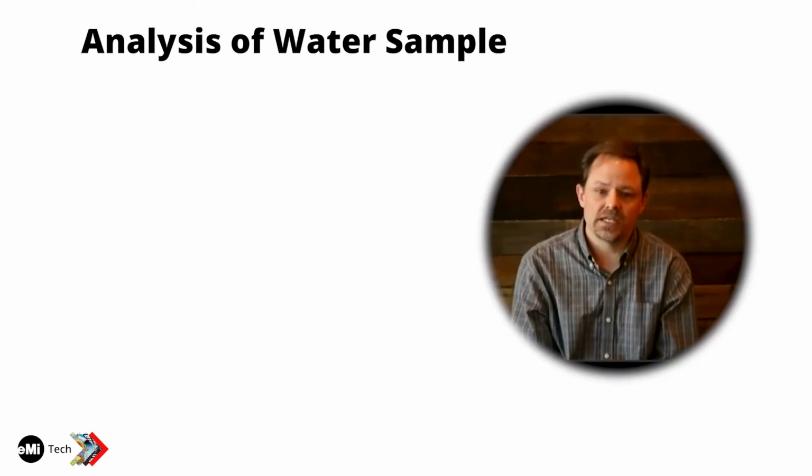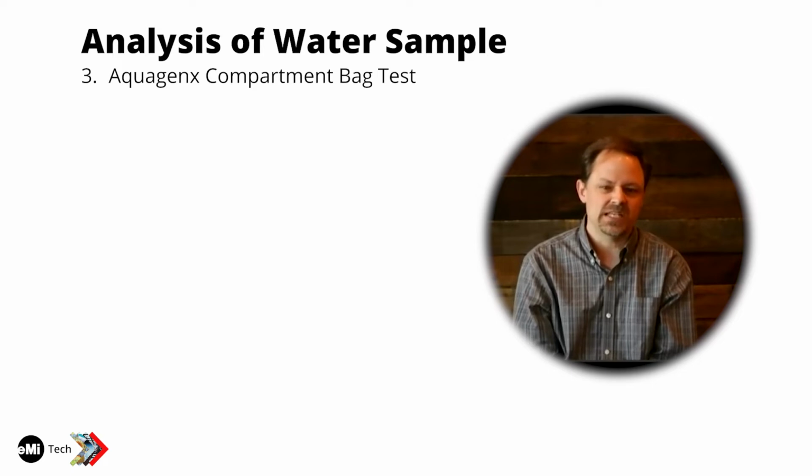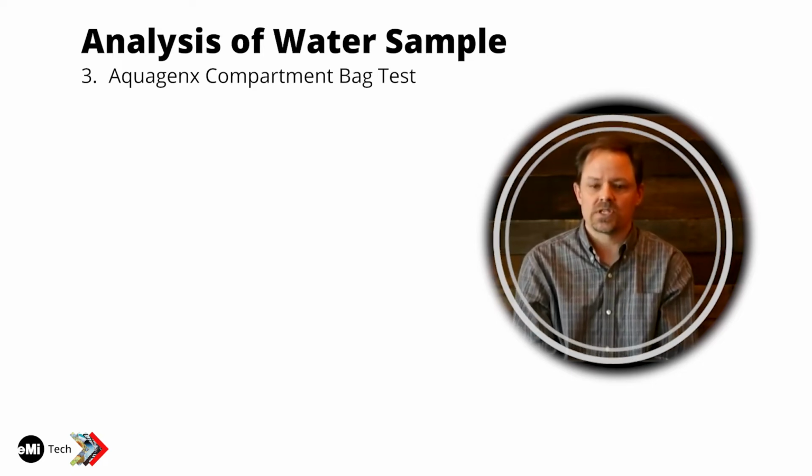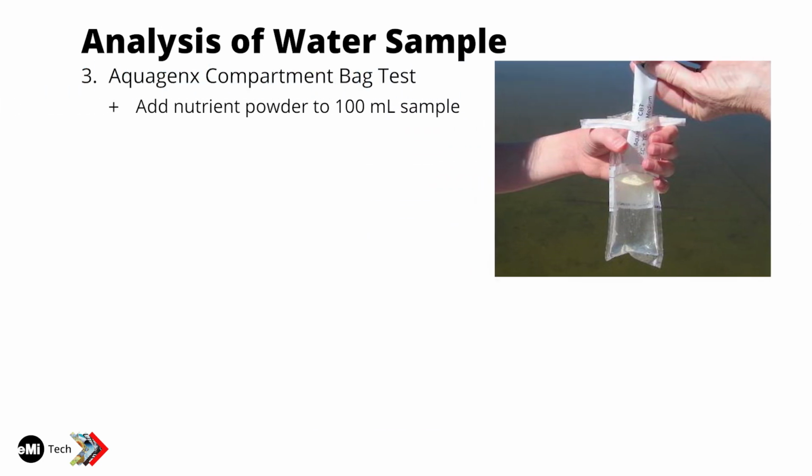The third test is called the Aquagenix compartment bag test, or CBT test. And this one's also pretty easy to do. You take a 100 milliliter sample in a Whirlpack bag, and then you just pour a nutrient powder into the sample. And by the way, in that top picture, you probably shouldn't have the nutrient powder inside the bag because the outside of the powder could have bacteria on it and you're trying to keep that bag sterile. But anyway, you just add that nutrient powder to the bag.